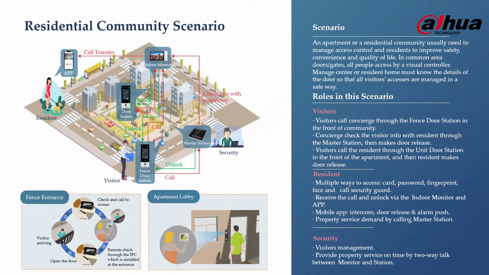In Dahua understanding, we can check how a big residential community system is working. For example, you have many buildings together, fenced by a fence, and some outsider visitor comes. He can check in at the door station, and the security center can answer this call, double check with the homeowner, and make a decision about letting you in or not.